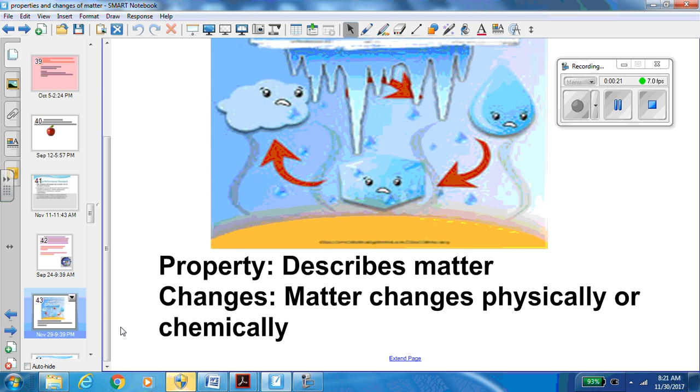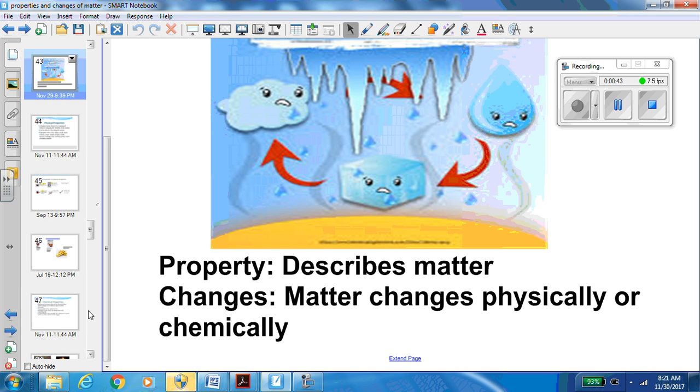and a change. When we're discussing properties and changes of matter, a property is describing matter. So think about if you had to write a description of something, that would be what we would call a property of matter. And then changes is how does matter change? Is it changing physically? Is it changing chemically? So those are some things that we're going to discuss in this video lesson.